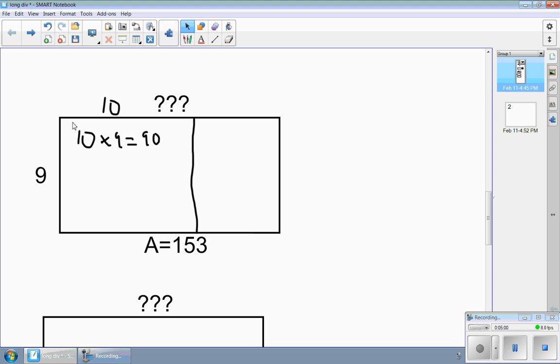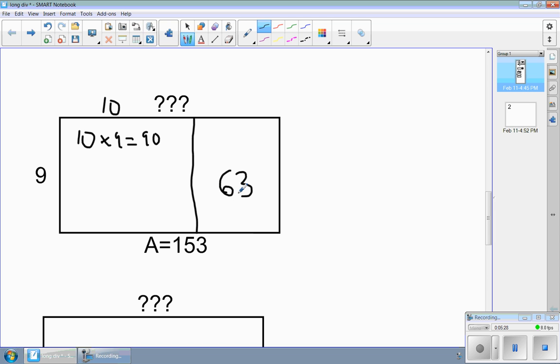However, I know the area of this rectangle is 90. That means the area of this rectangle right here has to be whatever's left over. In this case, 153 minus 90. So the area of this rectangle is actually 63 units squared. So now I need some number that if I multiply it by 9 gives me 63. In other words, how many times does 9 go into 63?